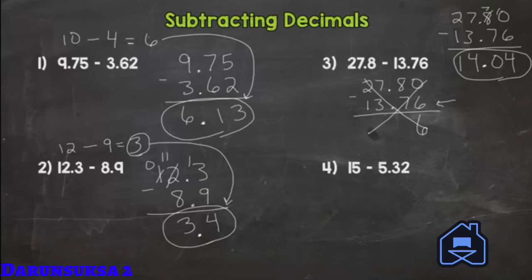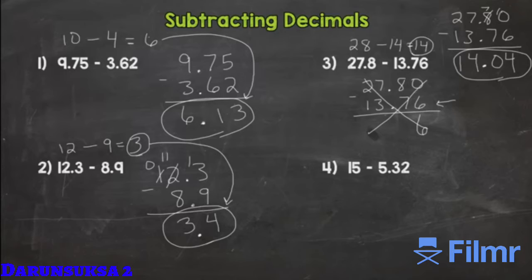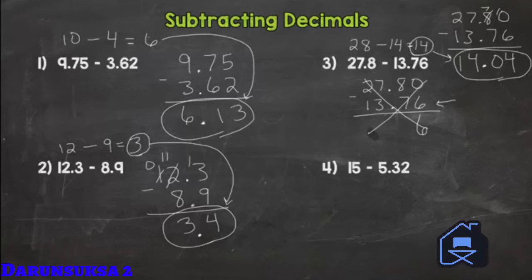Let's see if that is a reasonable answer. We have 27 and 8 tenths, which would round to 28, minus 14, which gives us an estimate of 14. Is our answer close to 14? Yes, so we have a good answer there, a reasonable answer.